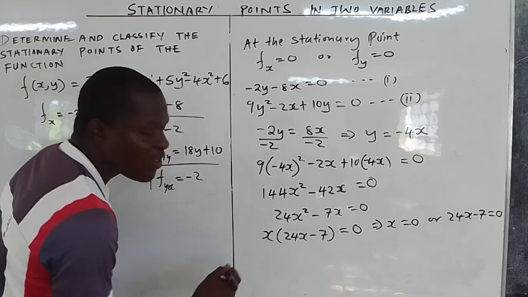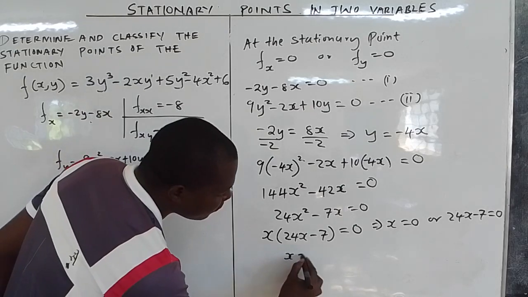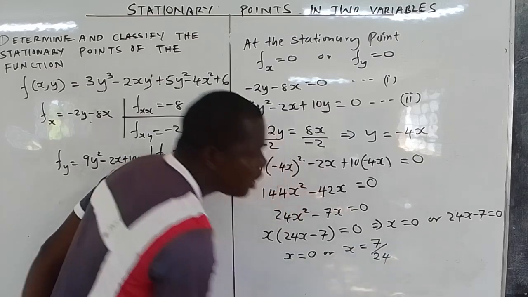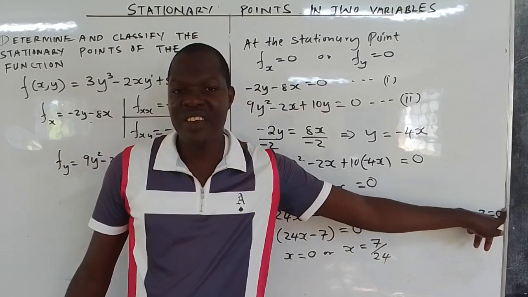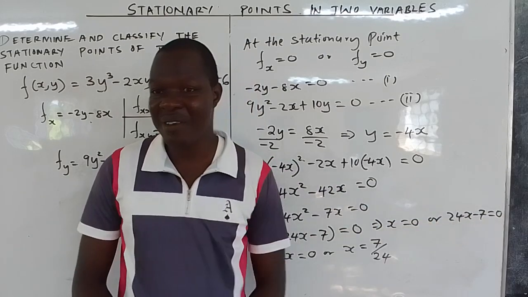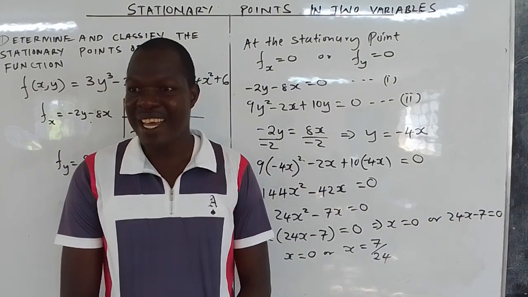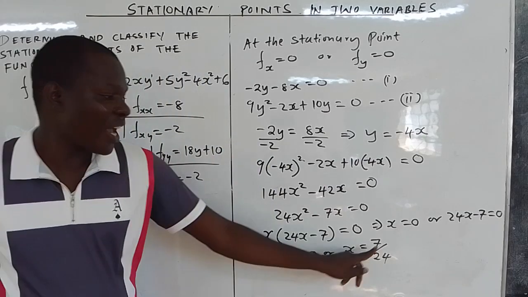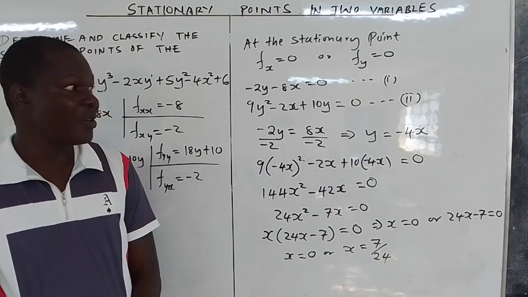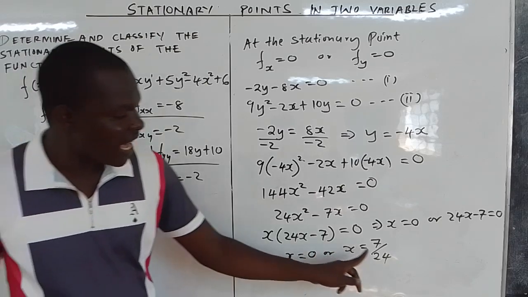So this implies that it is either x is equal to 0 or 24x minus 7 is 0. So what do we get to be the values of x? x is equal to 0 or x is equal to 7 over 24, because negative 7 going to the other side of the equation becomes positive 7, then you divide both sides by 24. So x is either 0 or 7 over 24. Are we together?